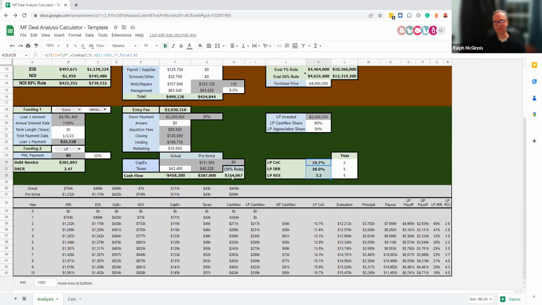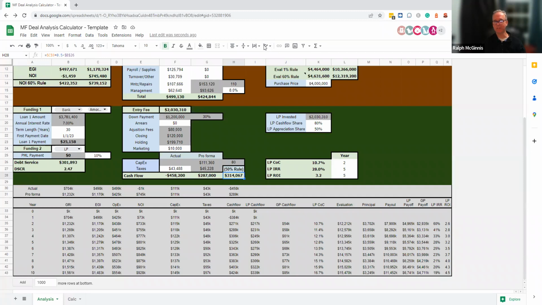The cash flow is also important, but overall cash flow doesn't really tell the whole story because it's not taking into account how much money they put into the deal. So if somebody put $1 million into the deal, $30,000 cash flow is not so good. In this case, they put $2 million into the deal. They get $300,000 out of it. What does that mean? Is that good? Is that bad? Well, it equates to 10.7%. So this cash on cash is a much more important number than the cash flow.